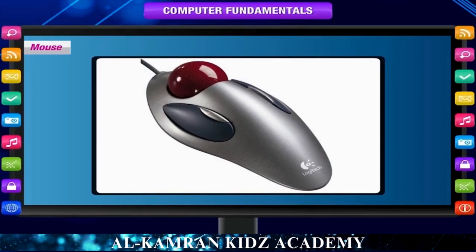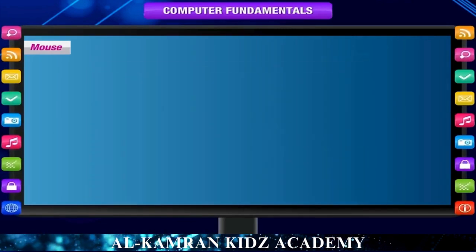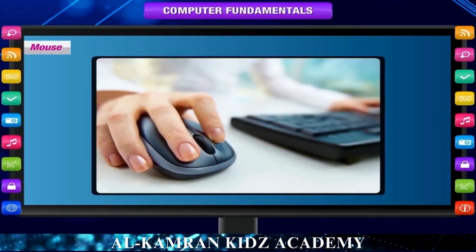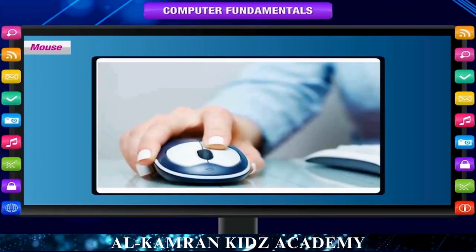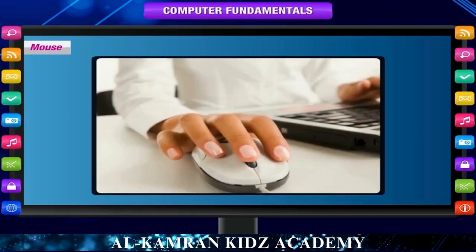A mouse resides on a flat surface, and by moving the mouse, you can move the pointer on the screen. One or more buttons on the mouse allow you to enter instructions by clicking. Some models also include a wheel for scrolling.